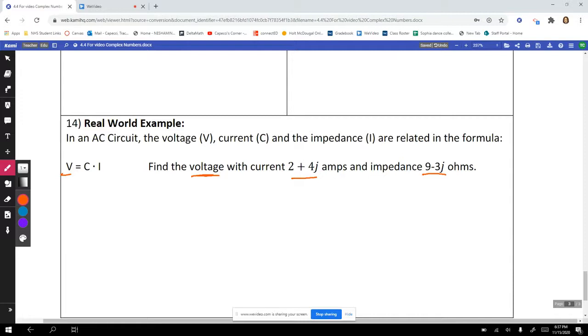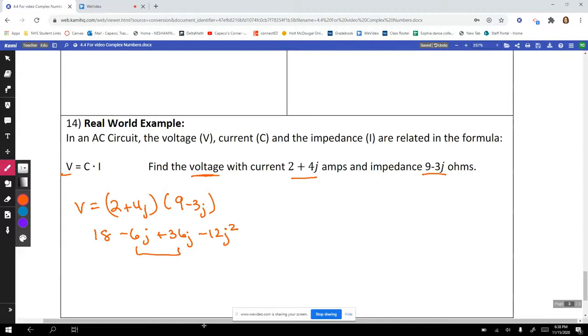Okay, so let's see what we have. So I have V is equal to C is 2 plus 4j times I stands for 9 minus 3j. And now we're going to use FOIL. 2 times 9 gives me 18. Outside is minus 6j. Inside is 36j. And the last is negative 12j squared.